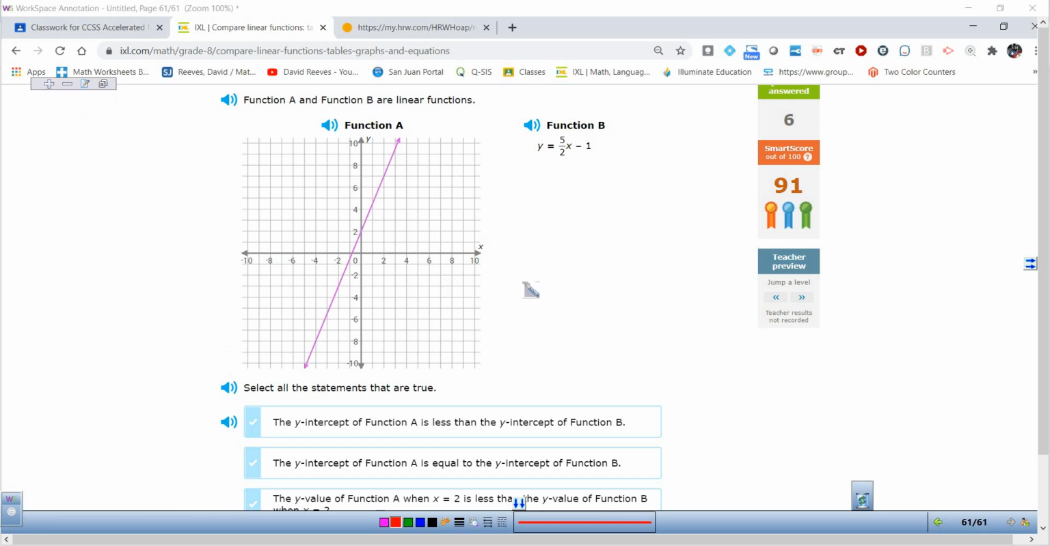Well, guess what? I'm glad they didn't give us a table, because the y-intercept is right there. B equals negative 2. And right here, what do we have? We have b equals negative 1. So we've got the y-intercepts to compare. We can see that the y-intercept of function A is less than the y-intercept of function B.